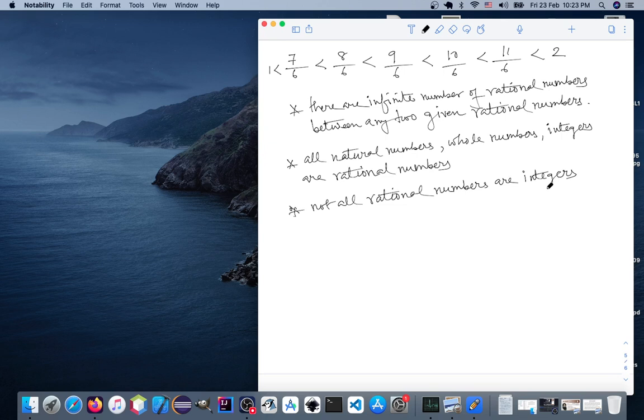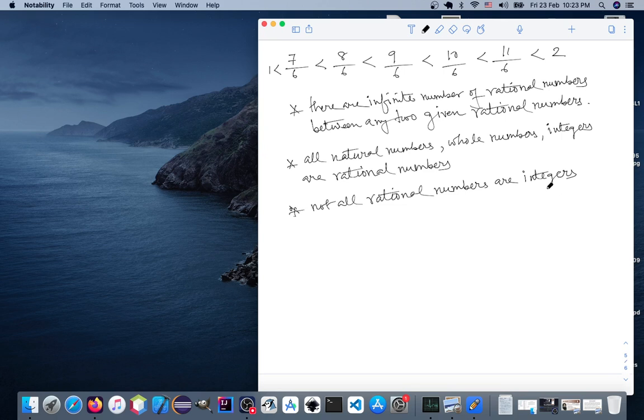Also, not all rational numbers are whole numbers. Also, not all rational numbers are natural numbers, because any integer can be represented. Any integer is a rational number because any integer n can be written in the form of p by q as n by 1. So any integer n can always be written as n by 1. So it becomes a rational number.